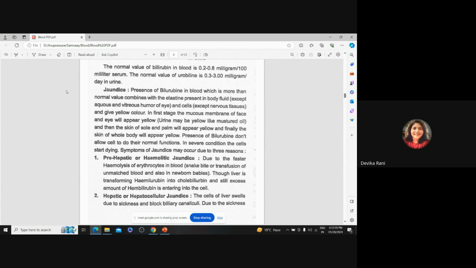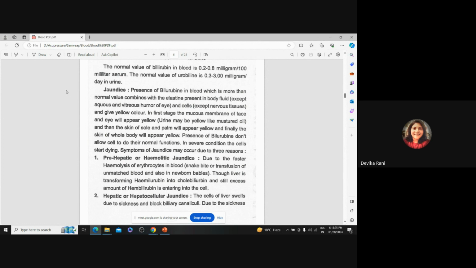So presence of this excess bilirubin doesn't allow cells to do their normal functions. In severe conditions, the cells start dying. Now, symptoms of jaundice may occur due to three reasons. One is hepatic, that is liver. Whenever you say hepatic, you understand it is liver. So pre-hepatic, when the liver has got nothing to do with it, or hemolytic jaundice.